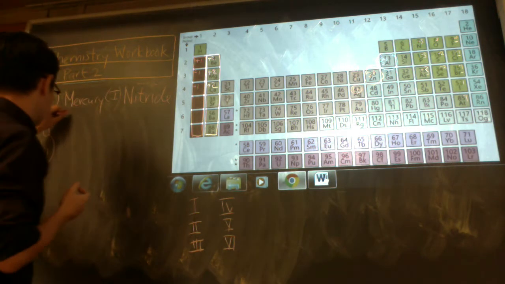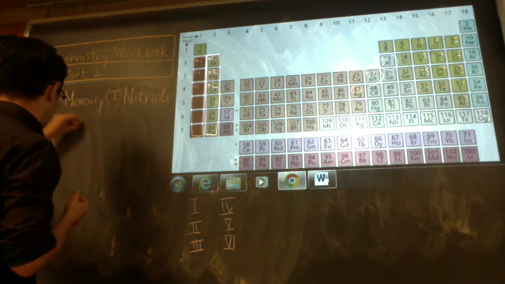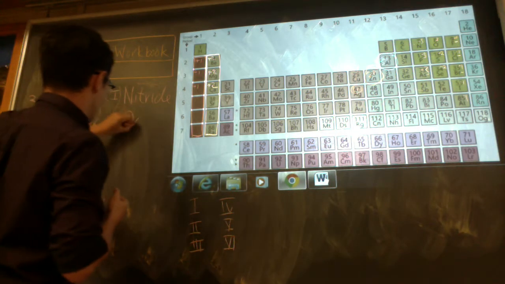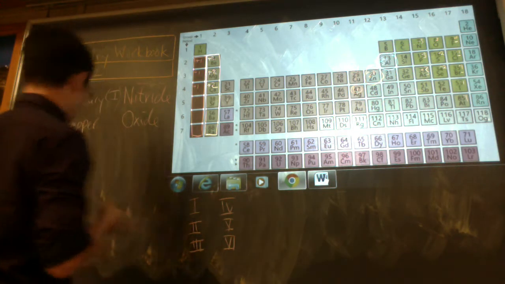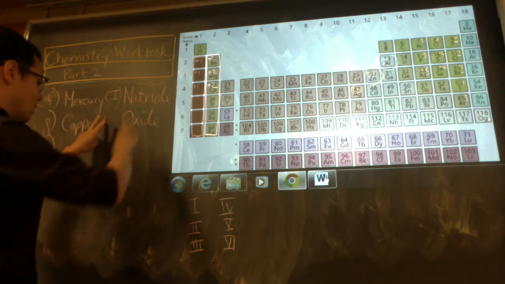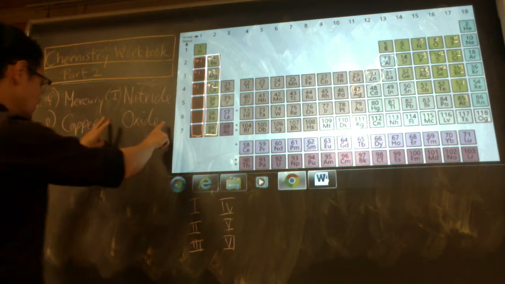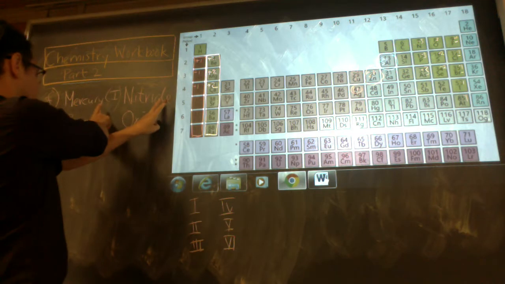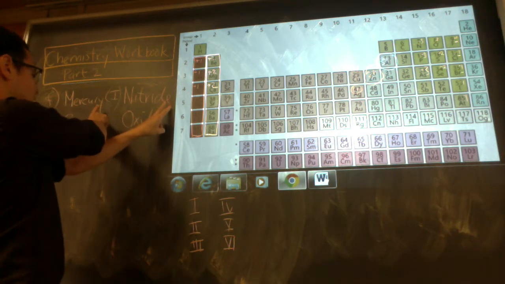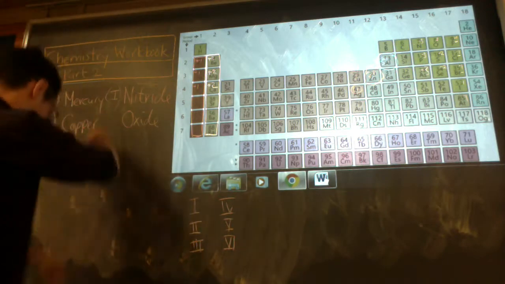Cu2O. Cu is copper, oxide. Cu2O1. Flip them around. If oxygen is 2, then copper is 1. Oxygen is 2, copper is 1.